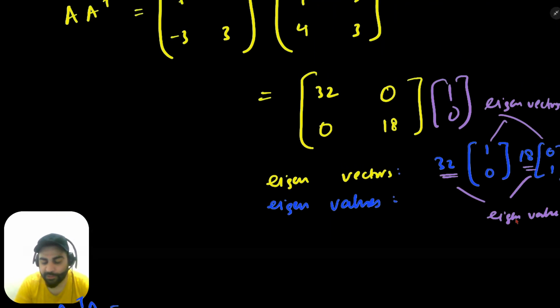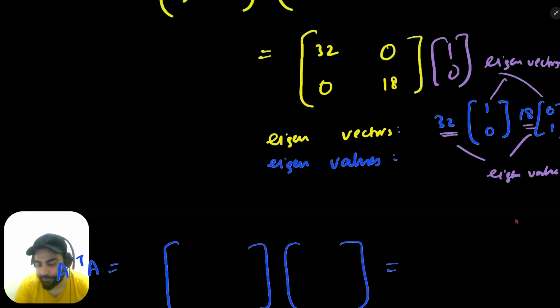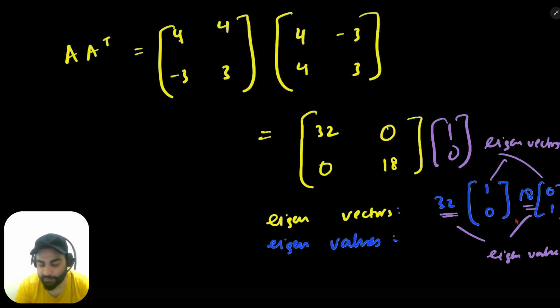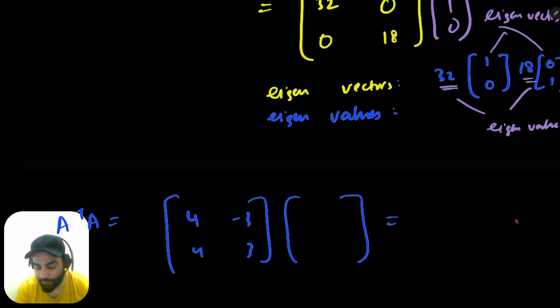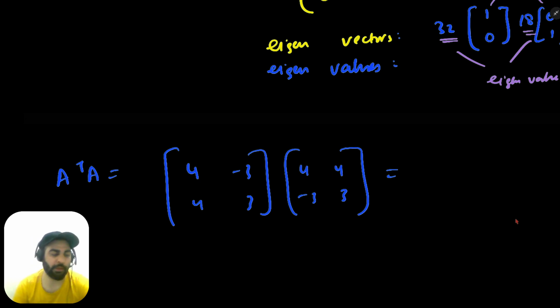Again, doing that computation. So this is A transpose multiplied by A. So this is 4, 4, minus 3. So here we have this 4, minus 3, and 4, 3. This is what we have. And if you compute this thing, can you compute? Give me the values. So this will be 16 and then plus 9. 16 plus 9 is 25.